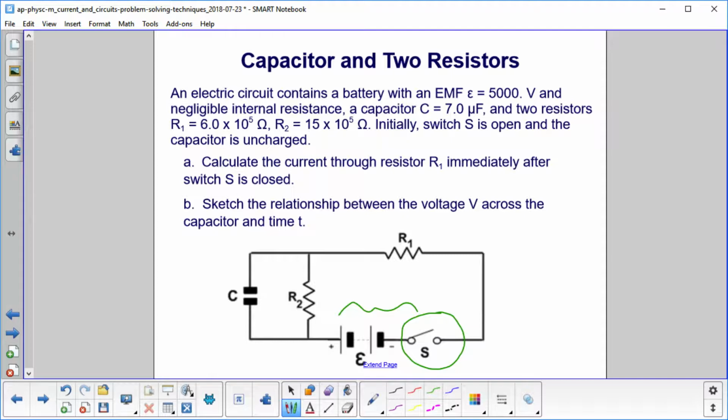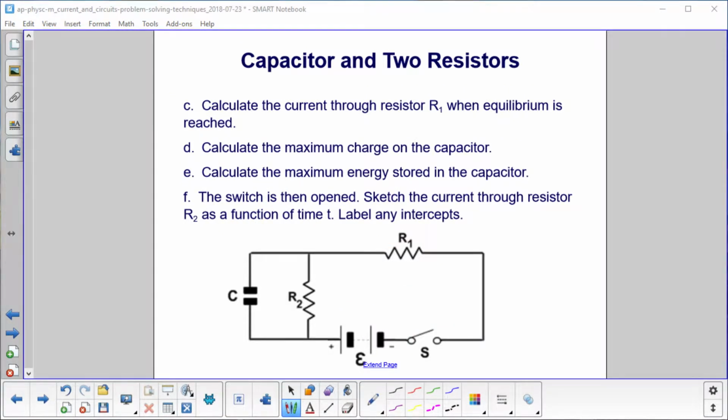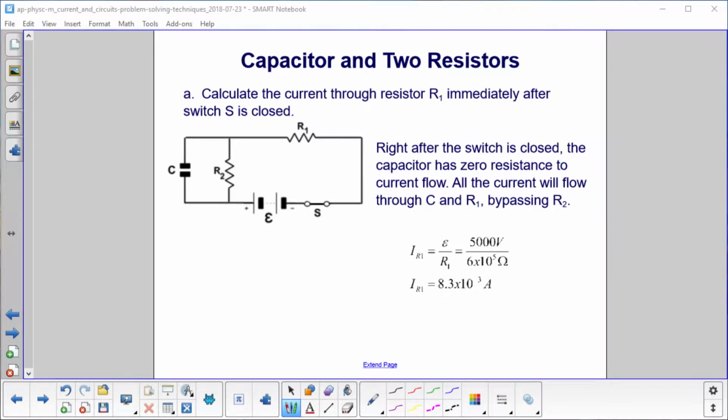Calculate the current through resistor R1 immediately after switch S is closed, then sketch the relationship between the voltage V across the capacitor and time t. Calculate the current through R1 when equilibrium is reached. Calculate the maximum charge on the capacitor, then the maximum energy on the capacitor. Then the switch is opened. Sketch the current through resistor R2 as a function of time t. Label any intercepts.